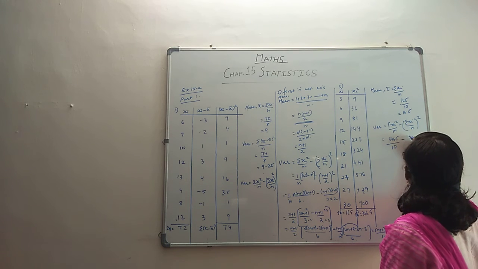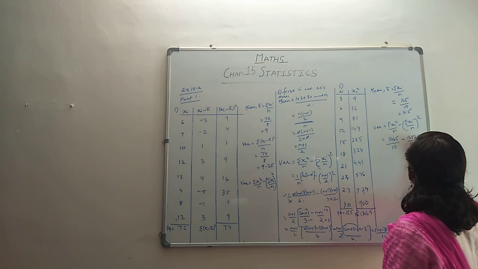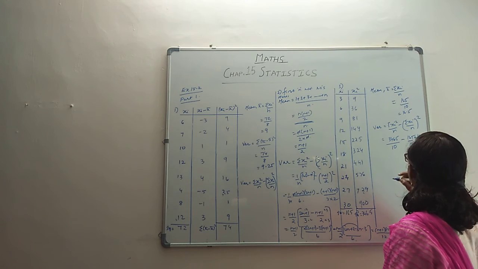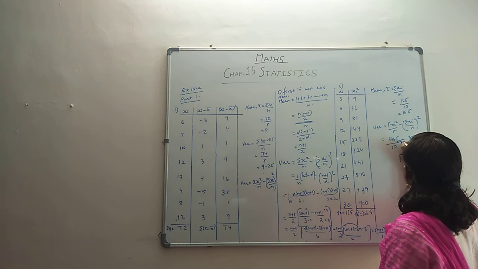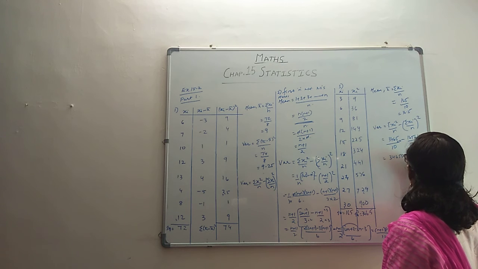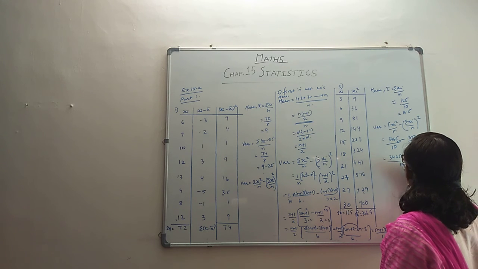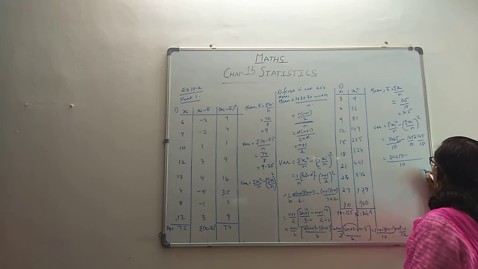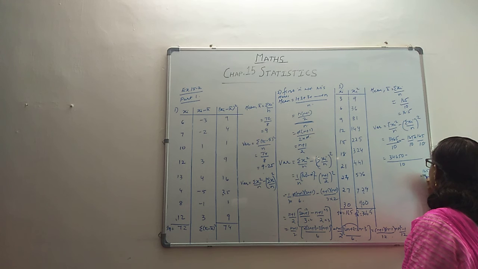This is 165 by 10 into 165 by 10. Let's see how this is working. Multiply this by 10 so that we have it equalized: 34650 minus that square, by 10. Let's find out which is better. 165 into 165 anyhow you have to do.